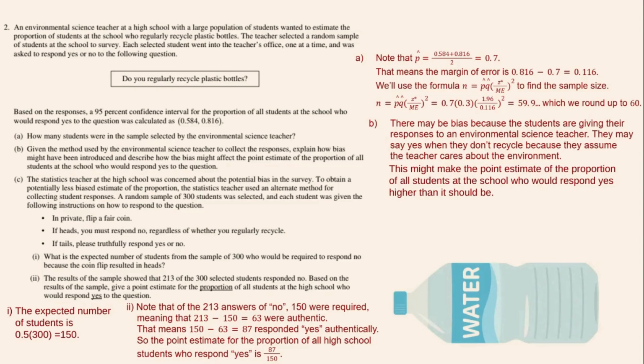First, we need to note that 213 answers of no were given, but 150 were required, meaning that 213 minus 150 that we expect, that's from part 1, are going to be authentic. That means that 150 minus the 63 no's would be 87 authentic yeses. So the point estimate for the proportion of all high school students who respond yes is 87 out of 150.